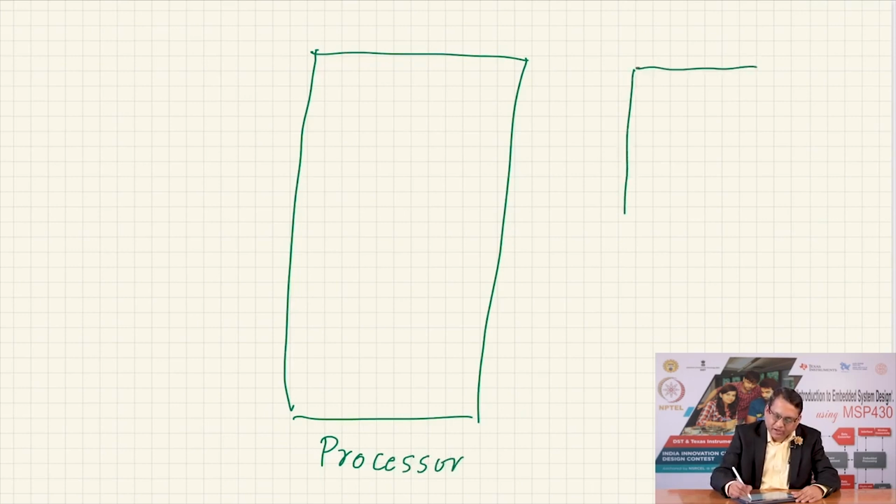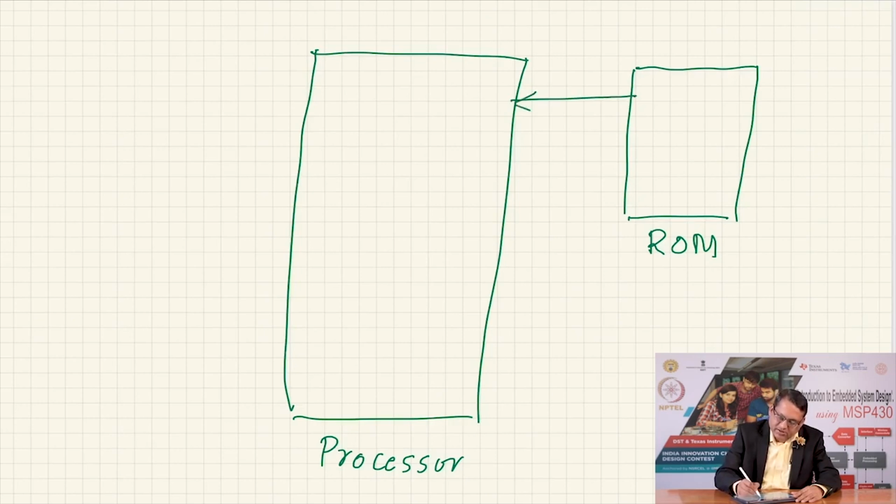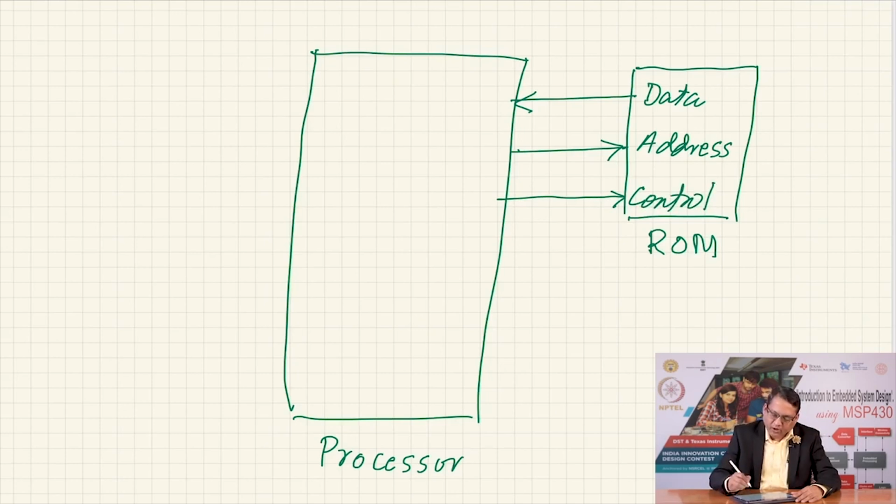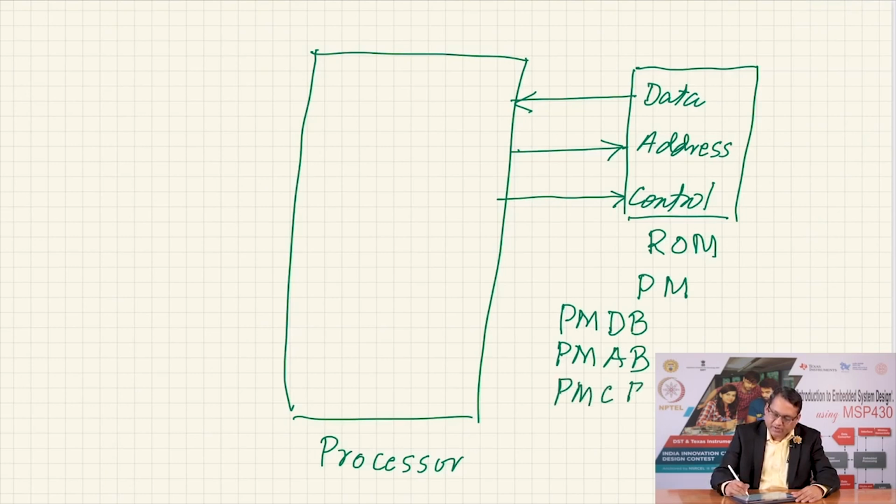Now, you can have a type of memory device which stores the program, we call it ROM, and for that it would have a data bus. In this case, the direction can only be this. Address lines, so this is data, this is address, and this is control signals. Now, I call this the ROM, where I am going to store the program, so we commonly refer to this as program memory, and therefore, these buses which connect to a program memory are called PMDB, that is program memory data bus, PMAB program memory address bus, and PMCB program memory control bus.